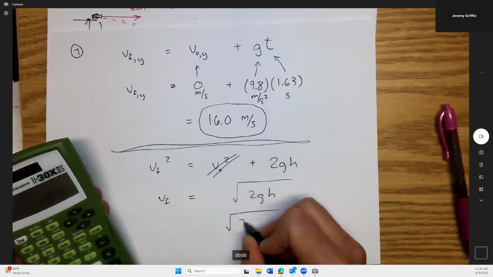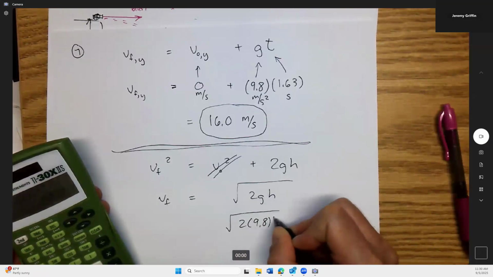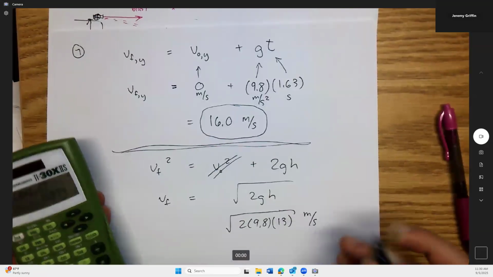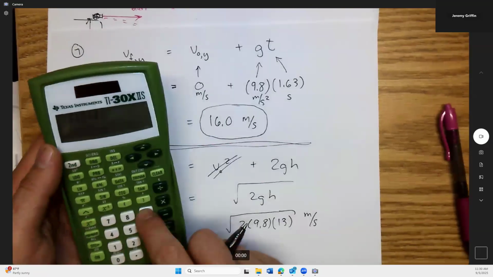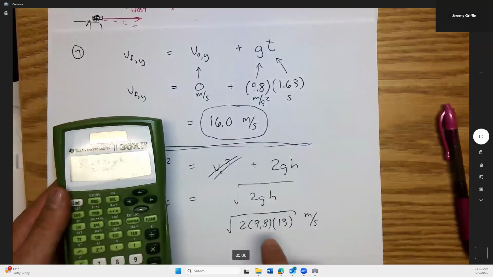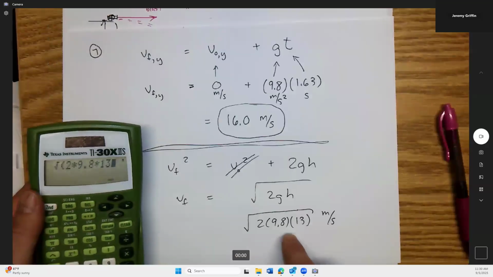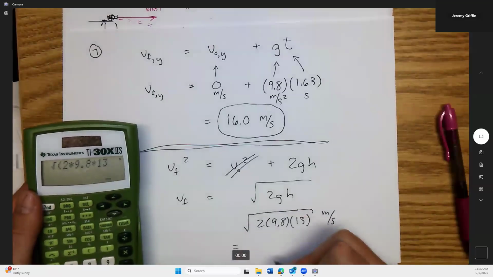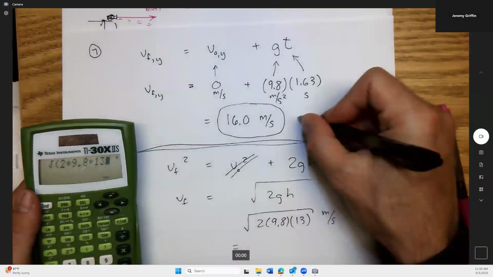So square root of 2 times 9.8 times 13, and the height of my cliff was 13 meters. This will be some number of meters per second. Pull that out. What's the square root of 2 times 9.8 times 13? See if you guys are following. You guys see this expression down here? When I hit enter, what does my calculator have to say? Make sure you guys know what I'm doing. 16! Yeah.